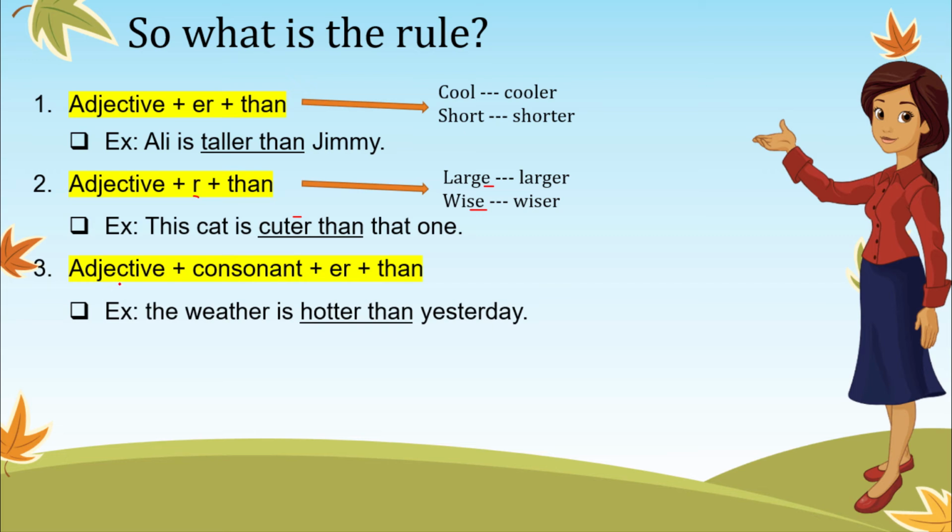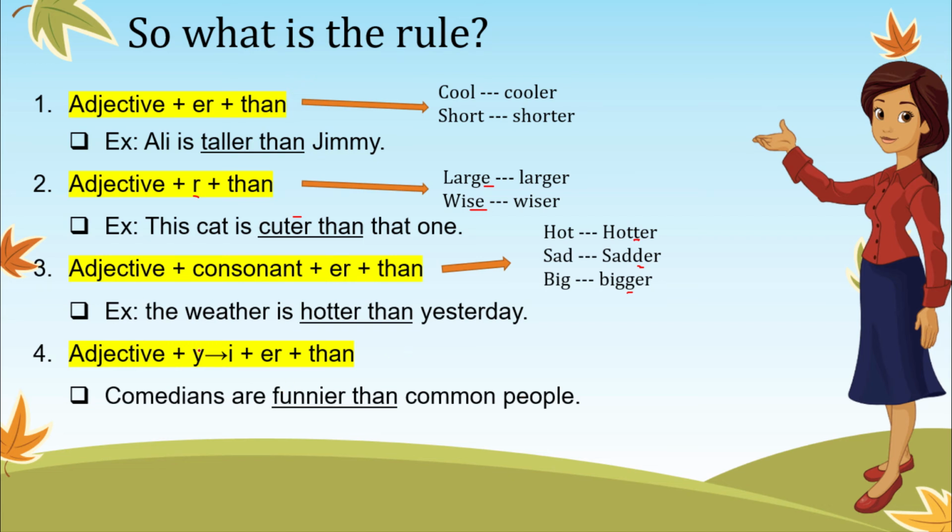Third rule, adjective plus double consonant plus er plus than. For example, the weather is hotter than yesterday. The adjective is hot with one T. But we add another T plus er. Other examples include hot, hotter. Sad, sadder. Big, bigger. You see here? Double G, double D, double T. Okay, please remember this.